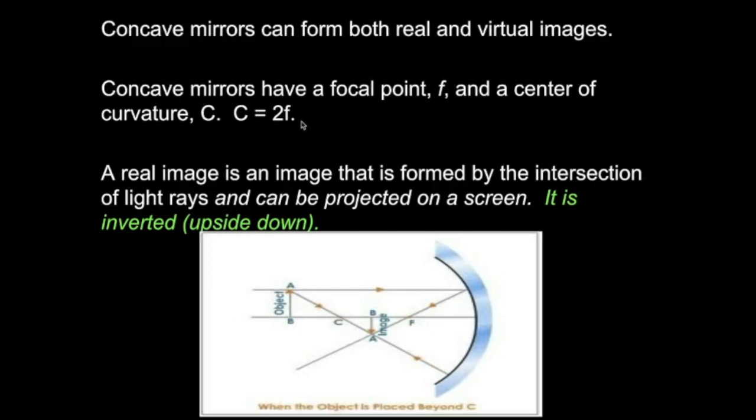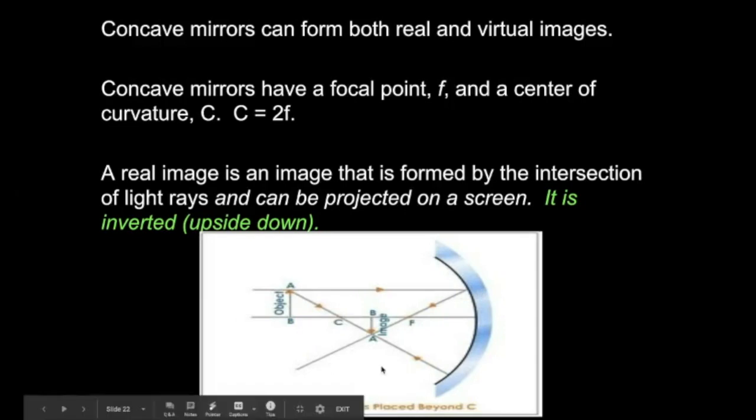Now, concave mirrors have what we call a focal point. It's the place where, if you had all of the rays of light coming in from infinity, they would all bounce down through the focus.